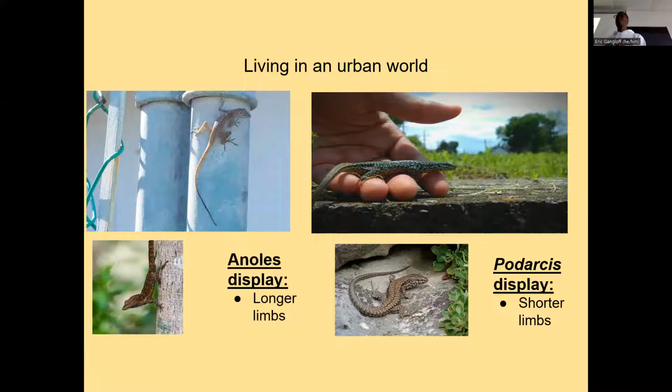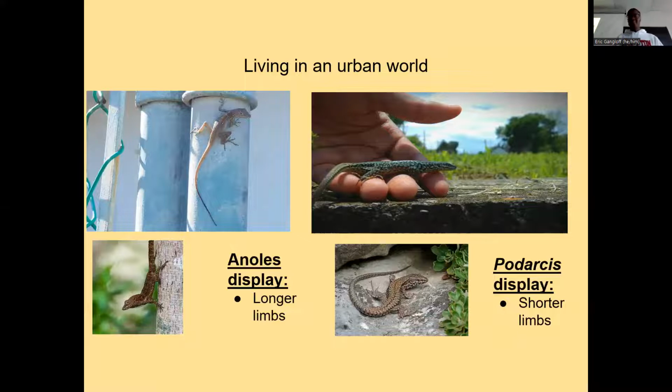Whereas with our favorite lizard, the Podarcis, they are a generalist lizard. Both of them are pretty generalist, and they live on these rocky outcrops in nature. And in these urban environments, they live in the cracks and crevices of stone walls and of buildings. They're a lot more terrestrial than the anole lizards are. And when we look at differences in morphology between natural populations of Podarcis and urbanized populations, we see that they actually display shorter limbs.